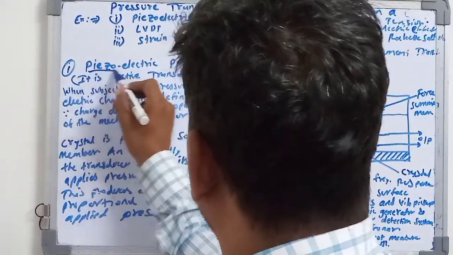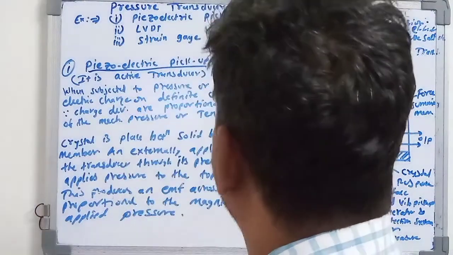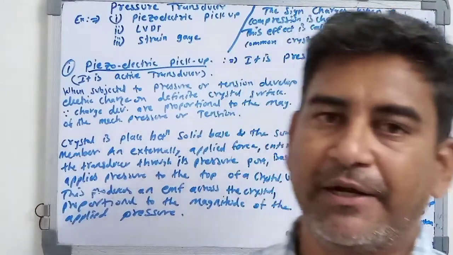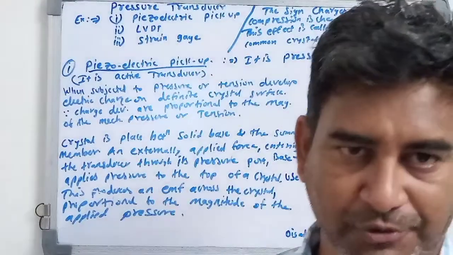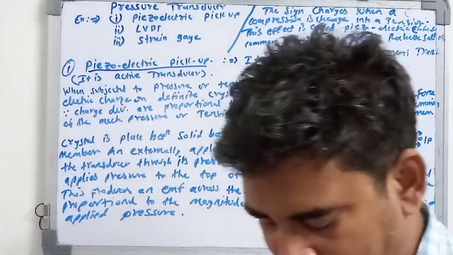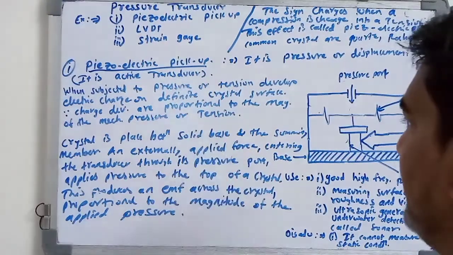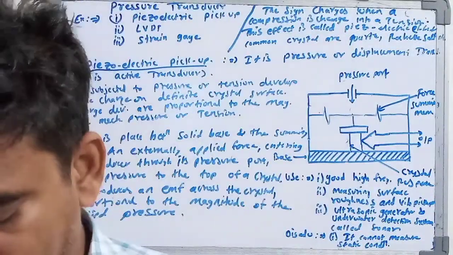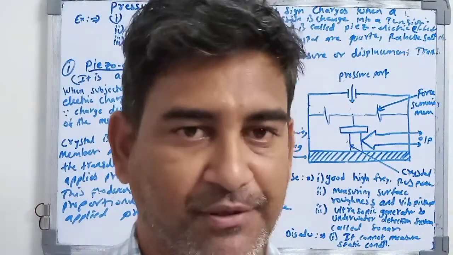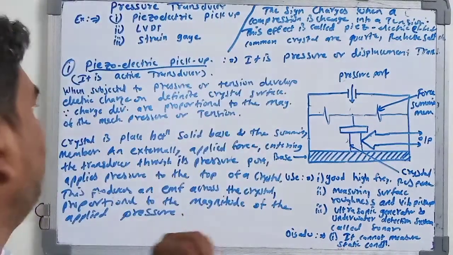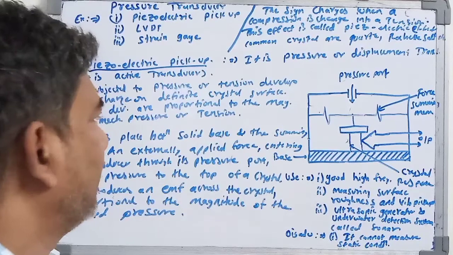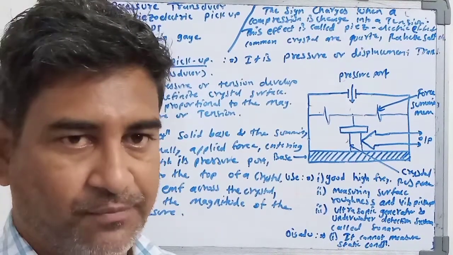Now, this piezoelectric pickup is one type of active transducer. Okay, students, this is the active transducer. It is a pressure or a displacement transducer also. You may say that this transducer is both a pressure and a displacement transducer. In this, when it is subjected to pressure or tension, it develops an electrical charge in the crystal.